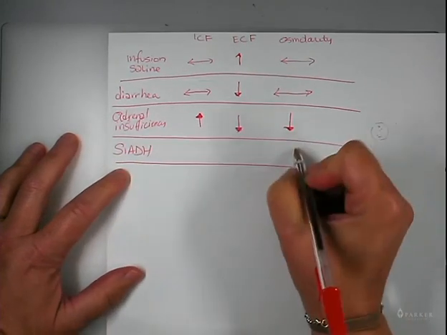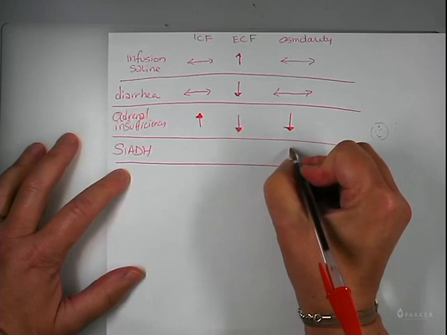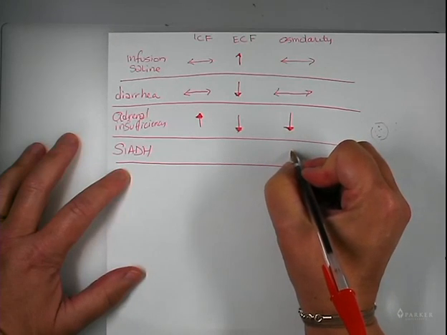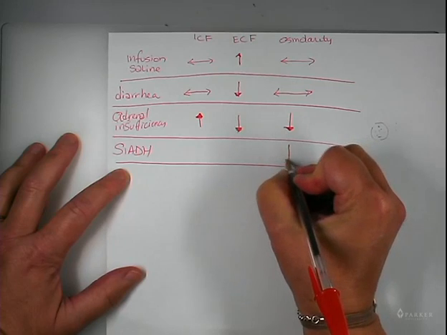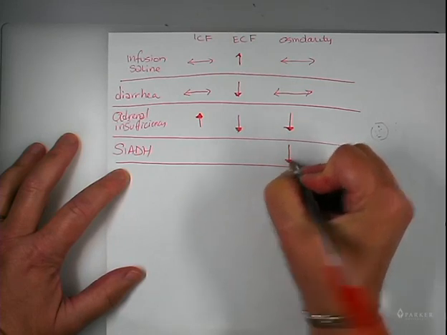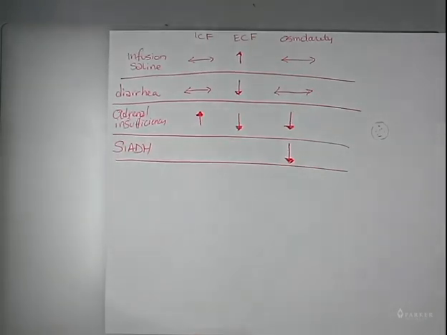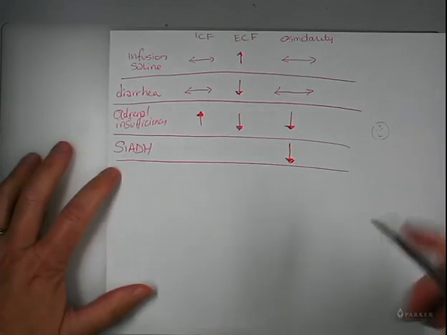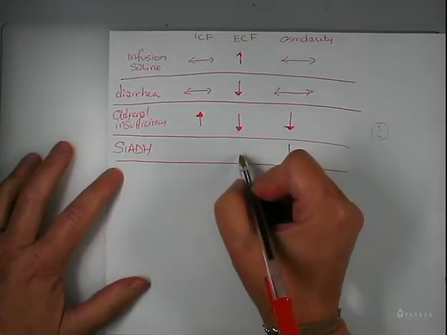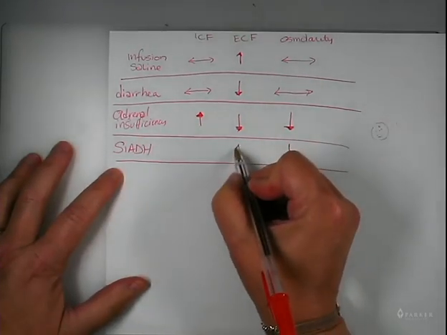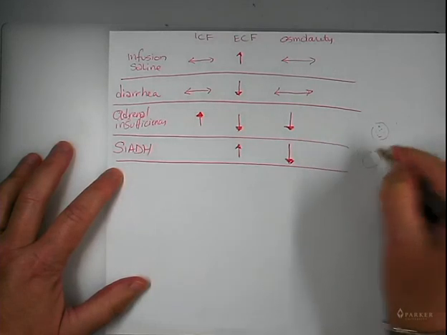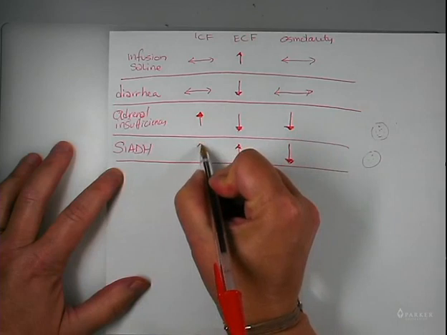So osmolarity. And then you're holding on to a bunch of water, so it's going to dilute everything. It goes down, okay? You're over-secreting ADH. So the osmolarity went down. What happened to ECF volume? Because remember, you're holding on to a bunch of water, it's up. And then ICF volume did what? Went up.